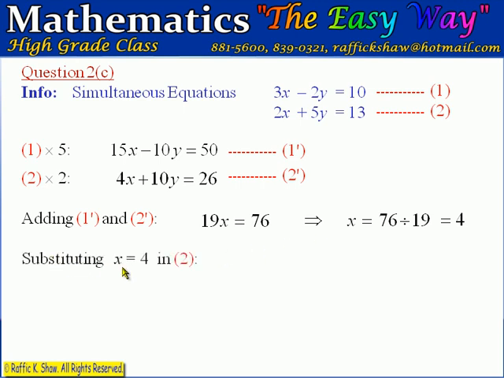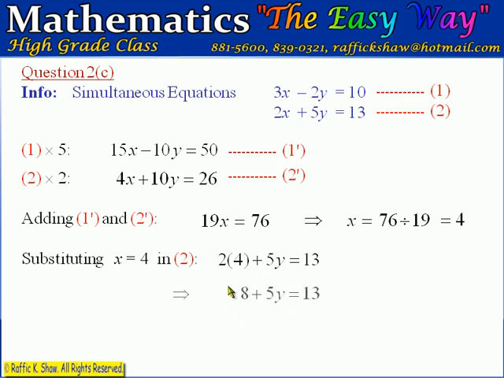So that's it. We're going to substitute x equals 4 into equation 2. And to substitute x equals 4 in equation 2, we are simply replacing this x with 4. And that will give us the opportunity to calculate the value of y. And this is it. We are substituting x equals 4 in this second equation. It becomes 2 times 4, that's 2x becomes 2 times 4, plus 5y comes back here, and then the 13 comes back here. And all we need to do now is solve this equation for y.